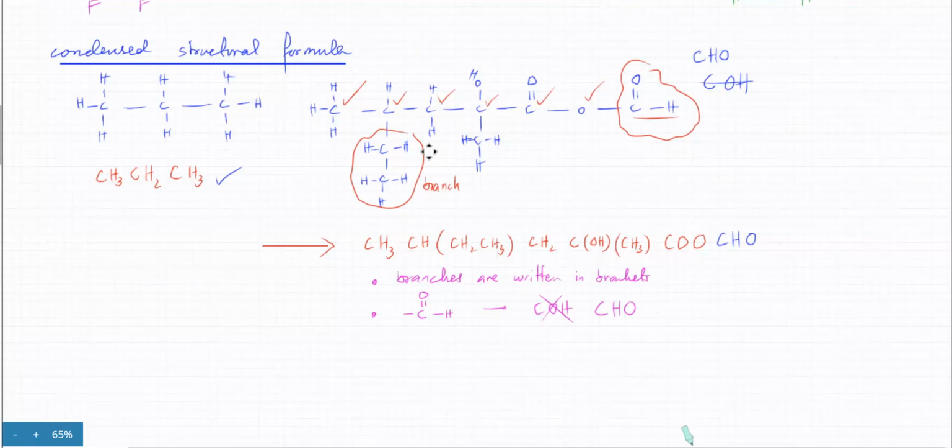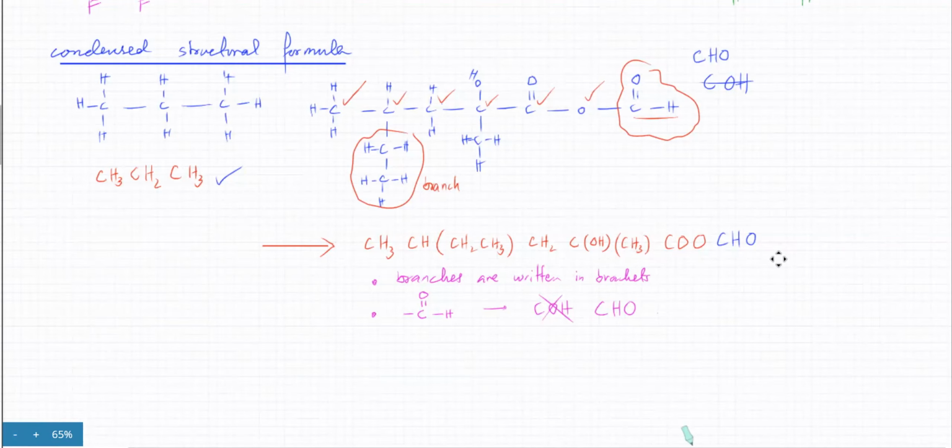And branches are represented in brackets. So that's CH with this branch. So you're going to write CH2, CH3 branch. Then this carbon is CH2. Then you have this carbon, and there's an OH branch and a CH3 branch, and so on.